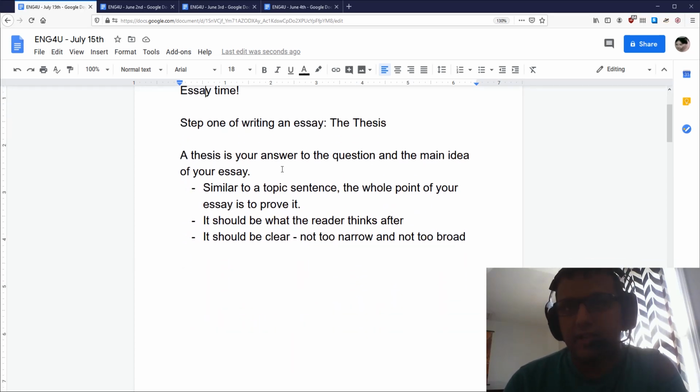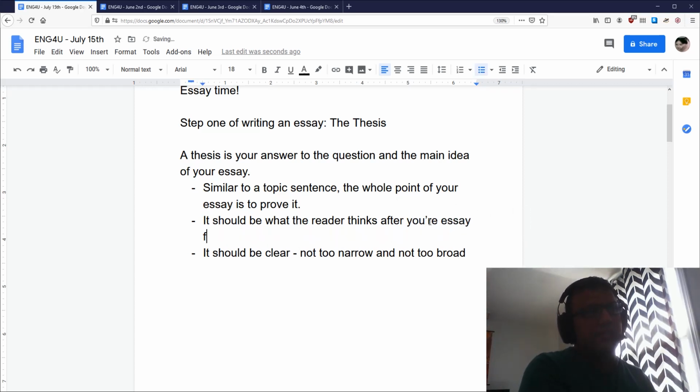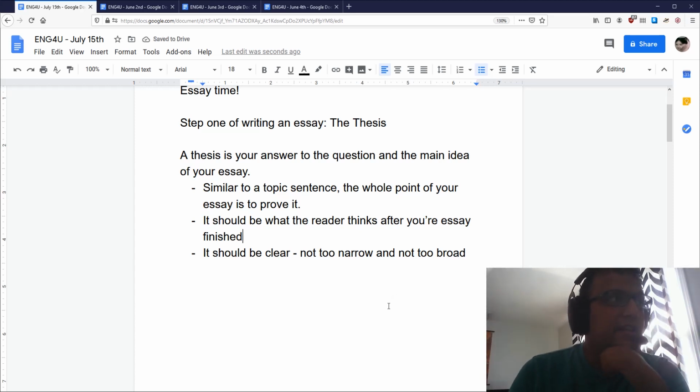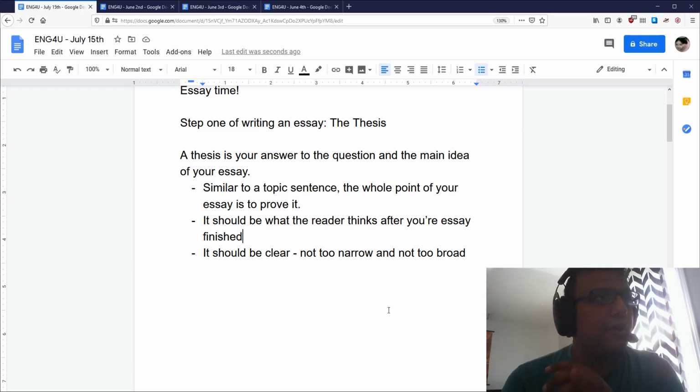The thesis is your answer to the question and the main idea of your essay. It's similar to a topic sentence as you would write in a single paragraph, and the whole point of your essay is to prove it. It should be what the reader thinks after your essay is finished. So that's the whole idea of the thesis statement. And it needs to be nice and clear, not too narrow, not too broad.